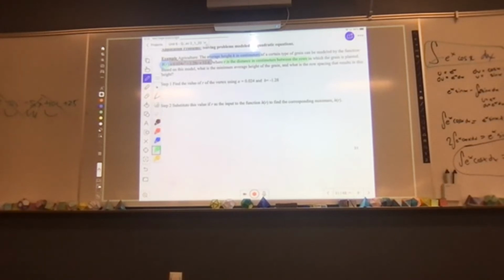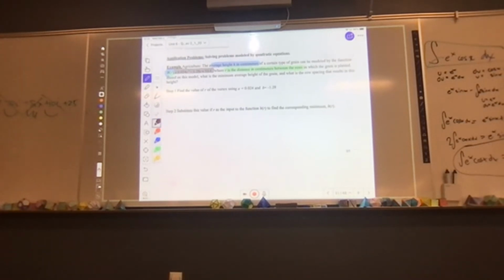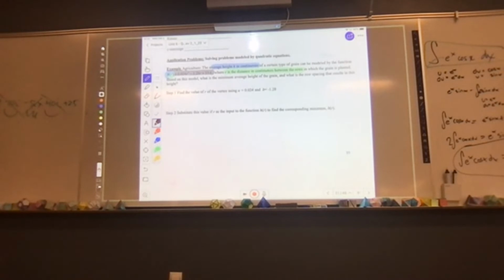Based on this model, what can you tell me about the graph of this model? R will be x and h will be y. Based on the graph, what does the graph look like? It's a parabola that opens upward. So it makes sense that it is asking you to find the minimum average height. If you are looking for the minimum average height and the graph represents the height, what is the minimum on the graph? Your vertex. Your vertex is your minimum.